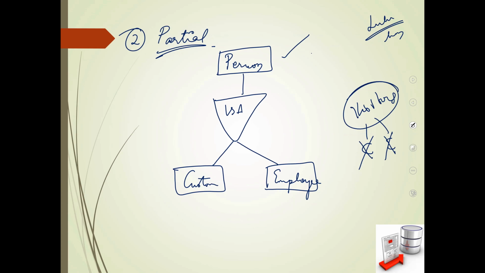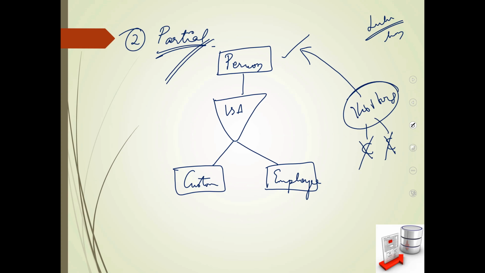But very well, they are a person. The visitor is a person. He does have a passport number. He does have a name. He does have an address. He does have a phone number. He has everything. But he doesn't fit inside the classification called customer or employee. So such a constraint, you call it partial.